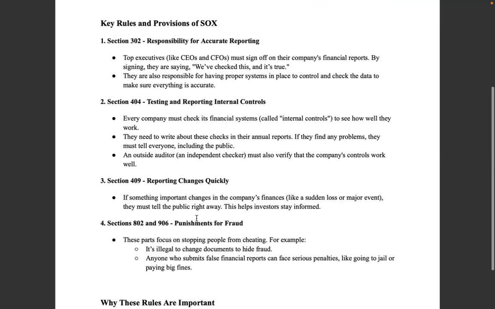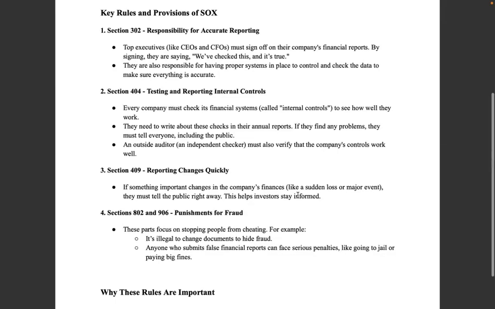And then reporting changes. If something important changes in the company's finances, you have to tell the public right away. You have to keep the investors in the loop. You have to tell them everything that's going on.